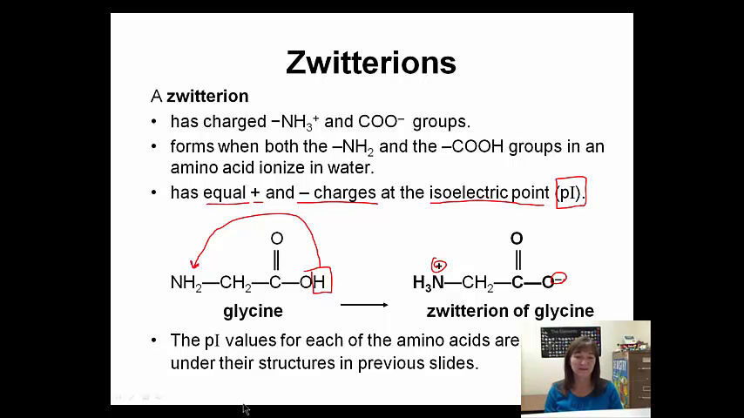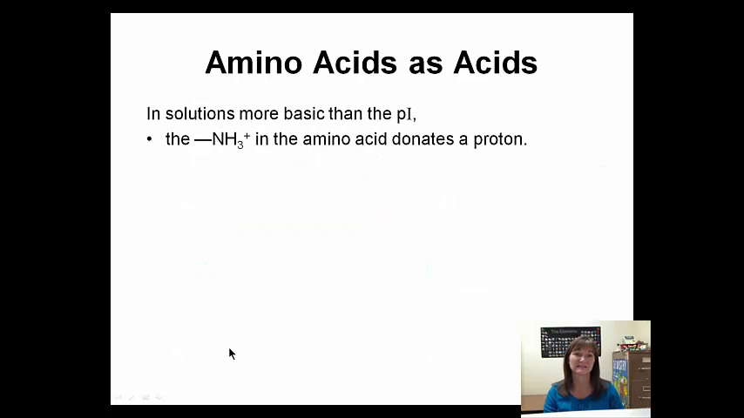Okay. The pI values for each of the amino acids are listed on their structure on the previous page. So when I first put on all the amino acids, underneath it has the pI. You're going to need to know that for your homework, because when you're doing the homework, you need to go to your textbook and look underneath the structures of the amino acids to get what their isoelectric point is.